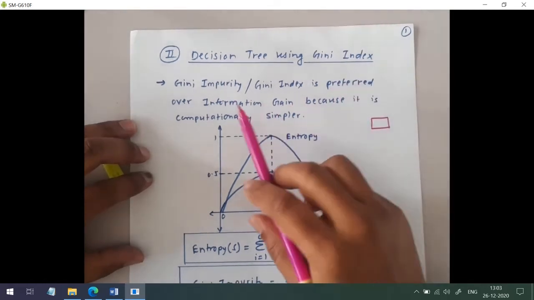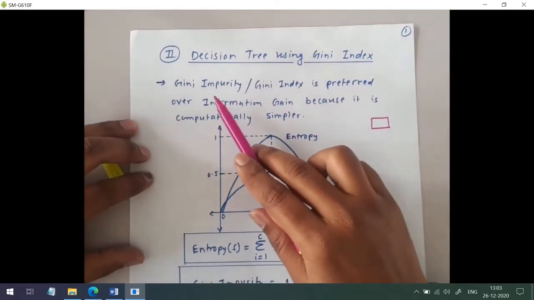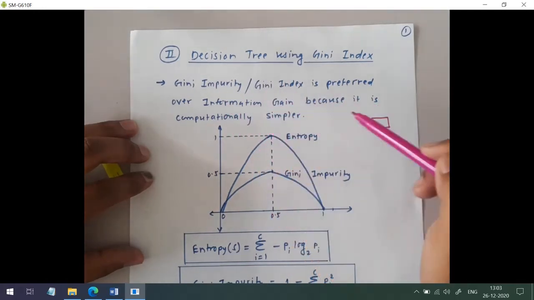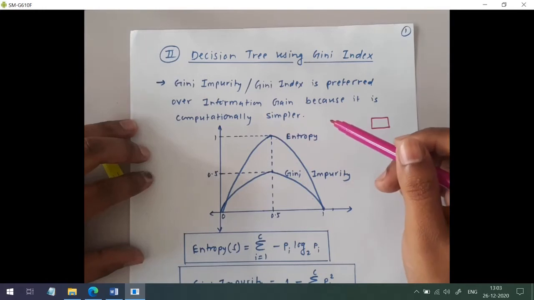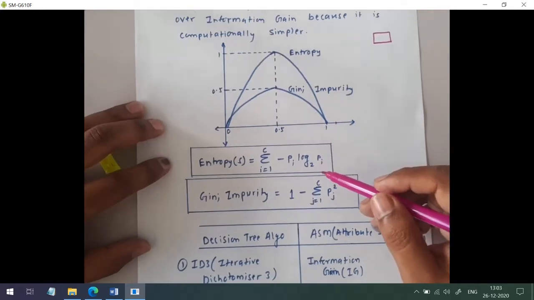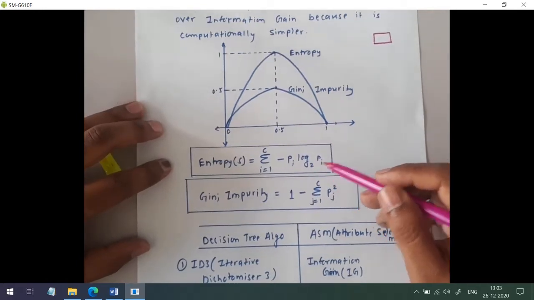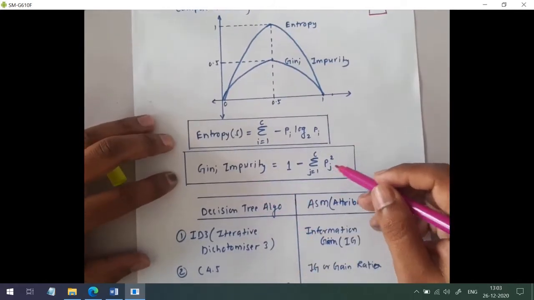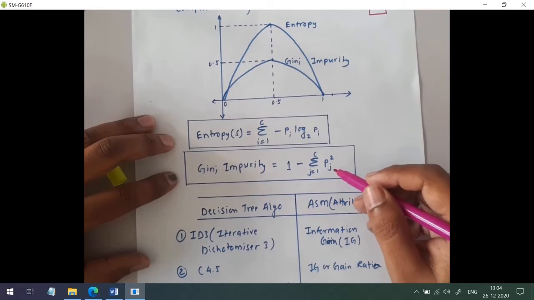This Gini index is also known as Gini impurity. It is preferred over information gain because it is computationally simpler. You might be remembering the equation of entropy. There we have to calculate the logarithm, but in Gini impurity we just have to calculate the square of the probability of that particular class.